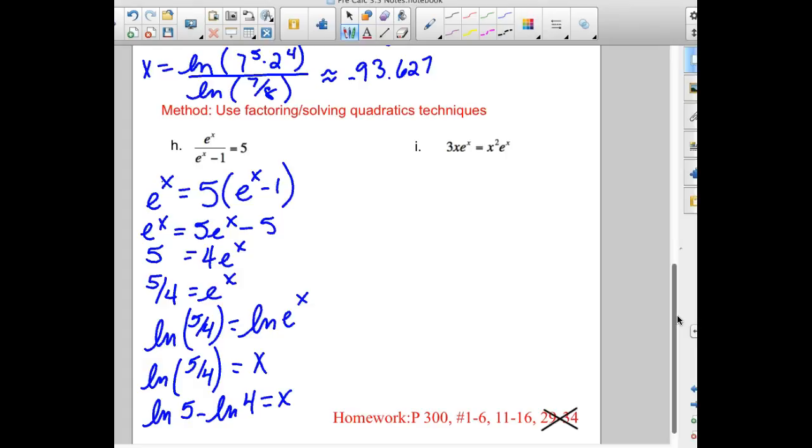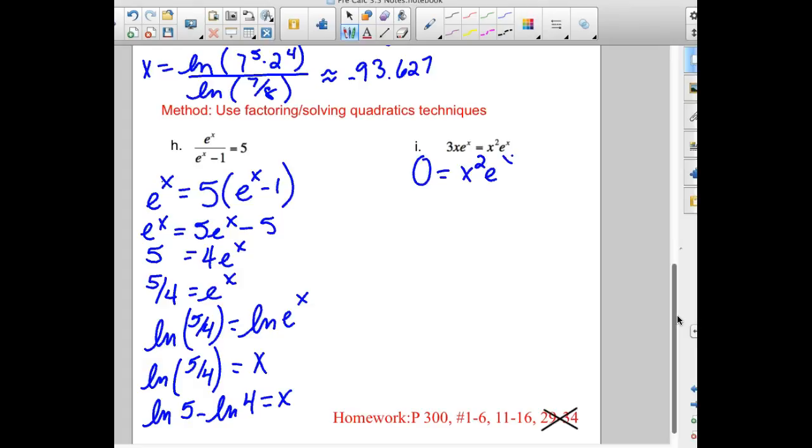All right, our next one, we have x's of some sort on both sides. We have e to the x's on both sides. So you don't want to divide out a variable. We don't want to ever divide out something where there's an e to the x or just a plain x, because we lose possible solutions. So let's get everything to one side and have a 0 on the other side.